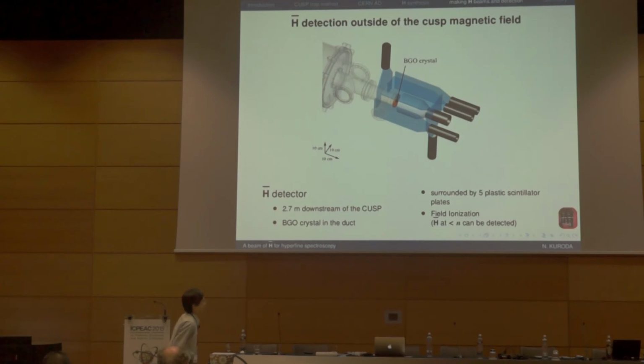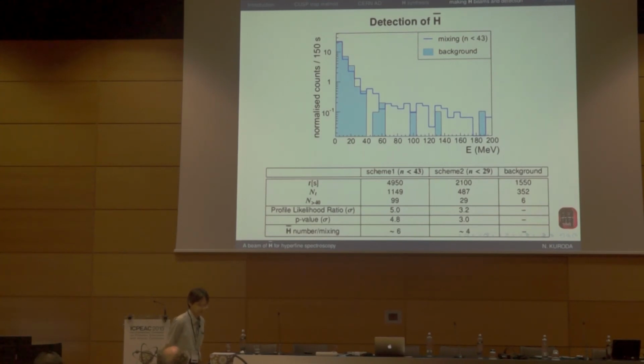So only antihydrogen with a specific lower n state can hit the BGO disk directly and annihilate on its surface. They release their mass energy, so we see a huge energy deposition in this BGO. This is an energy spectrum obtained in 2012, and this shaded histogram shows the background. From this you see the excess at the higher energy region. By applying some statistical analysis, we see a significance of around 5 or 3 sigma for each case.